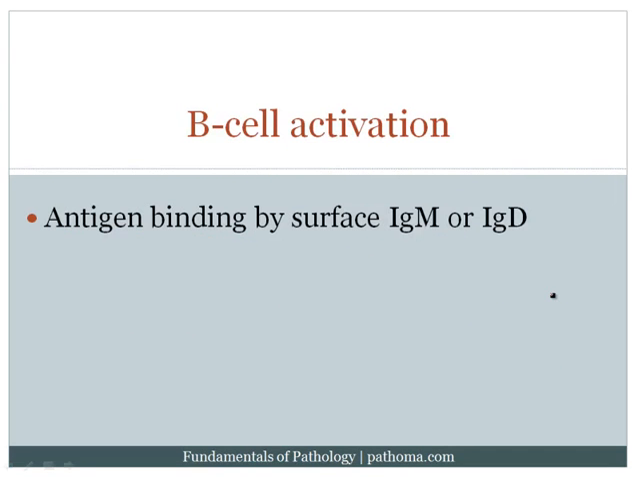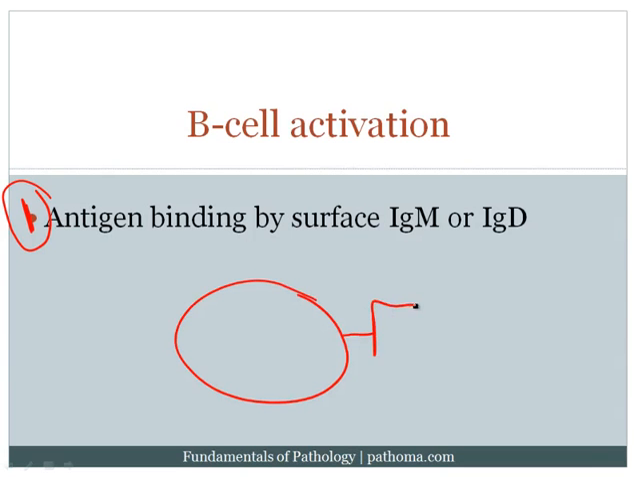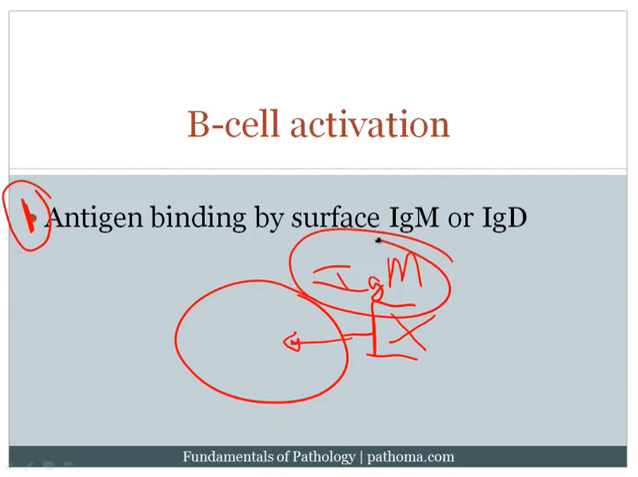Now, how do B cells get activated? There's two ways. The first way by which B cells get activated is antigen binds the IgM or IgD. So, for example, this is a B cell. It's got a surface receptor. Let's say that this surface receptor is actually IgM. All right? An antigen comes, it binds the surface IgM. That sends a signal to the B cell, and this B cell will then become a plasma cell, and it will become an IgM secreting plasma cell. So that's one way by which B cells can become activated.